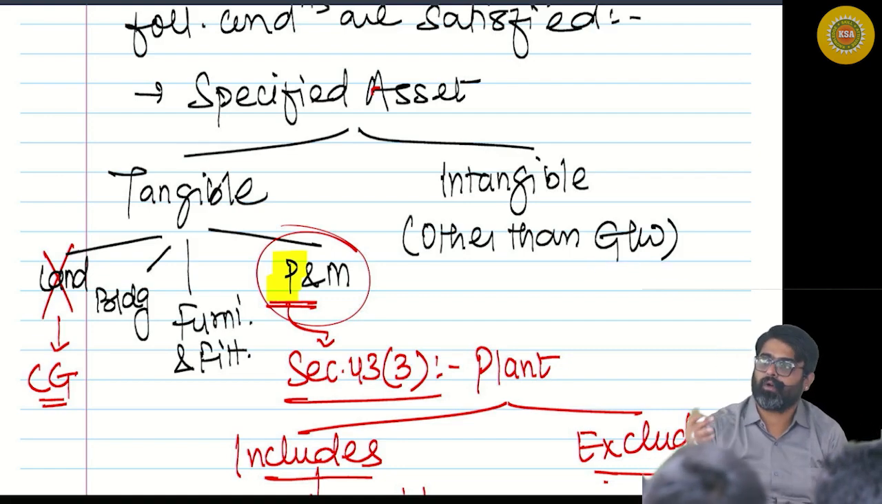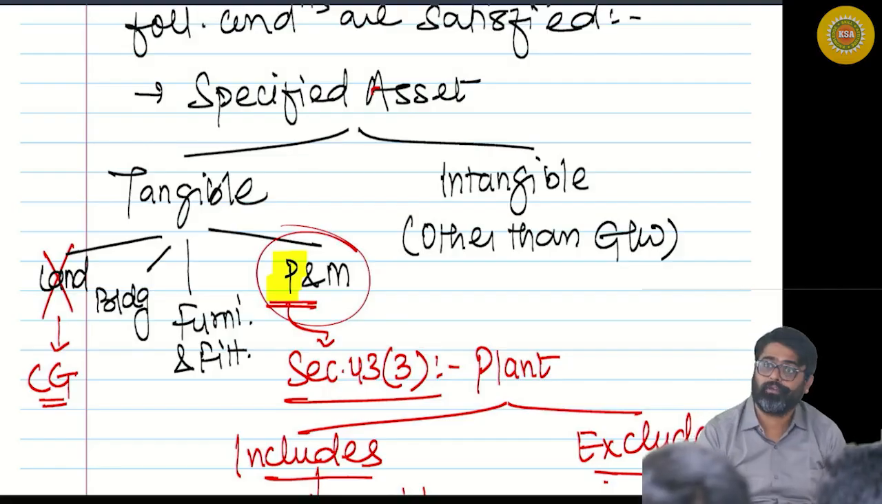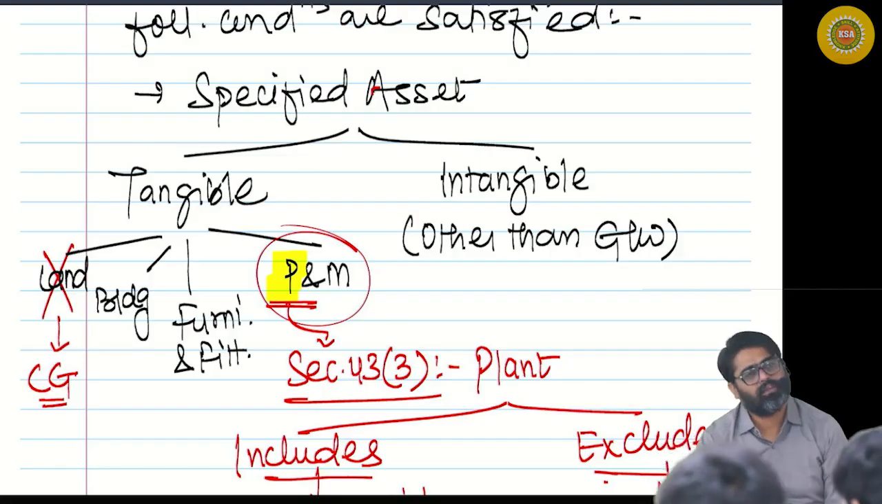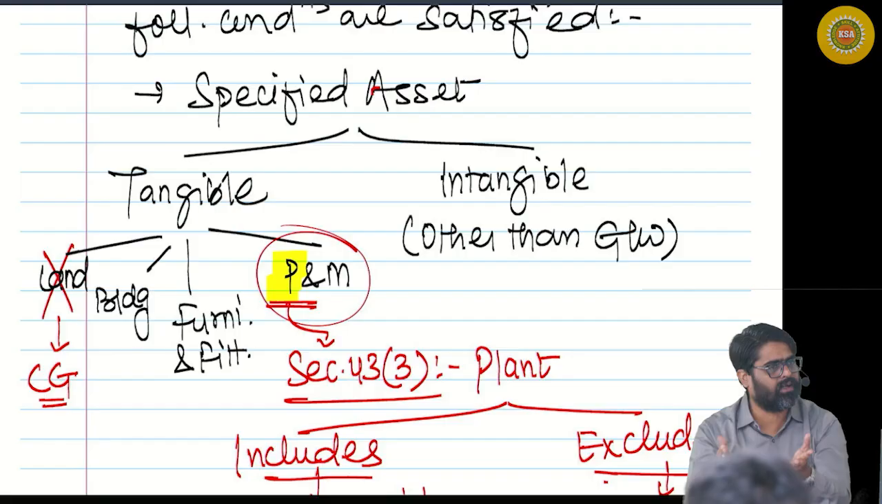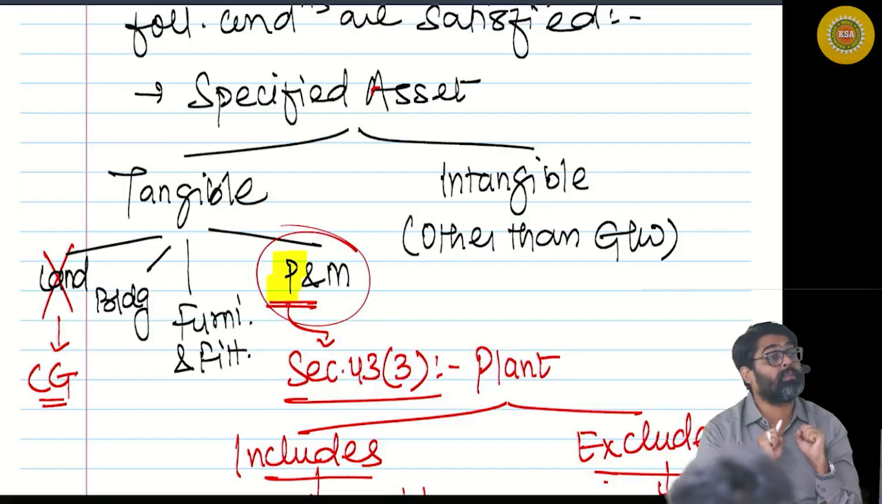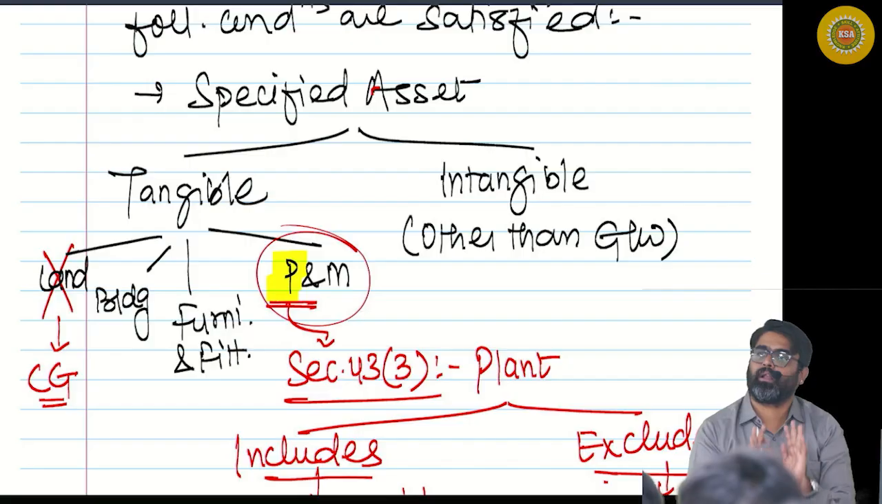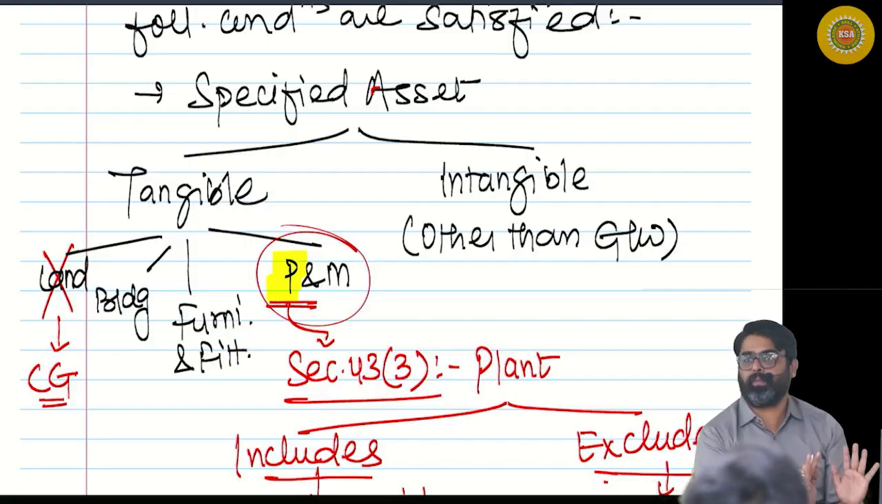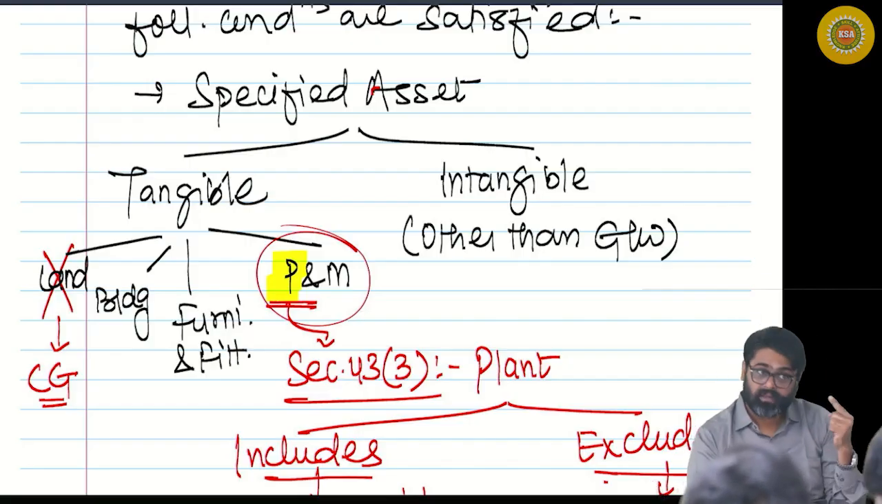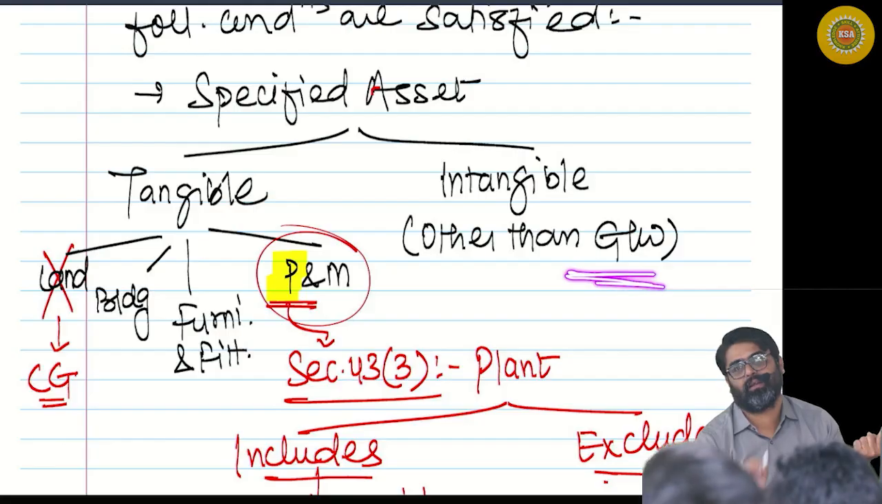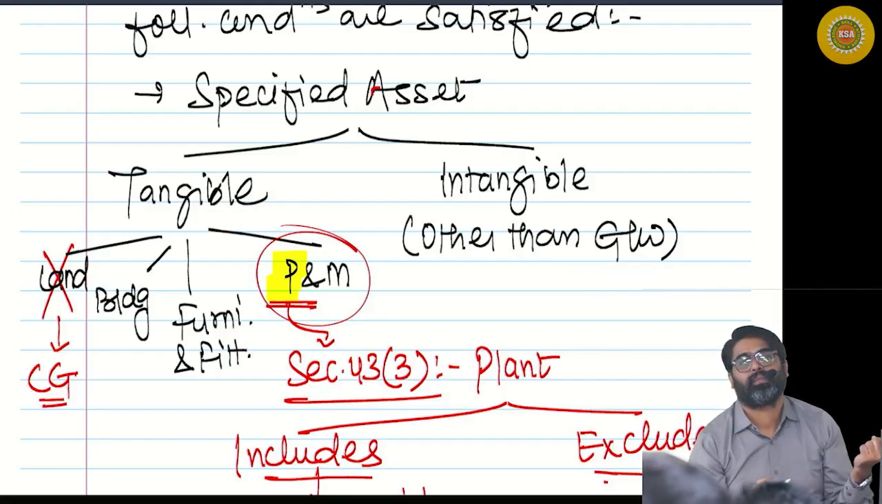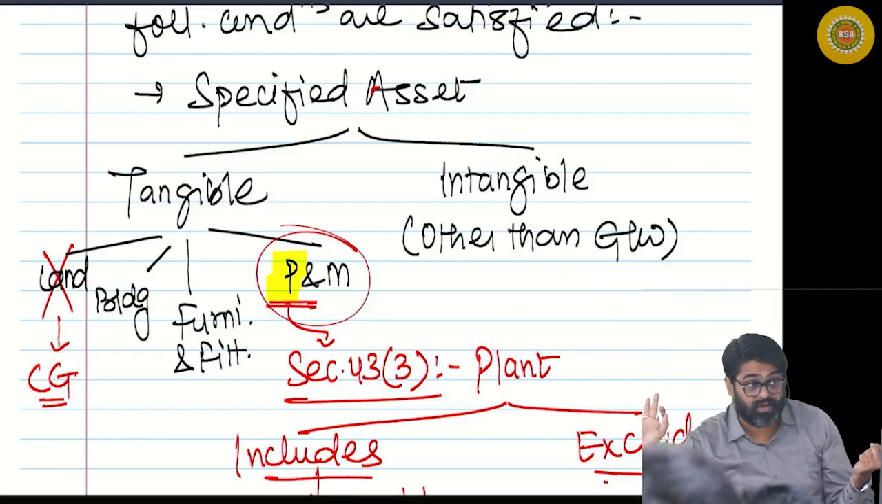So can you take the copyrights? Yes. Patents? Yes. Know-how? Yes. Any intangible asset which you have acquired for the purpose of your business or profession, the cost of that intangible asset will be allowed under the head PGBP only in the form of depreciation. Done. This is specified asset 1.